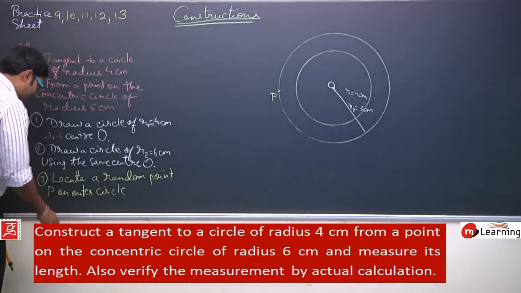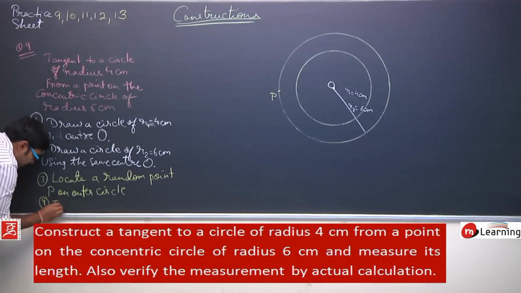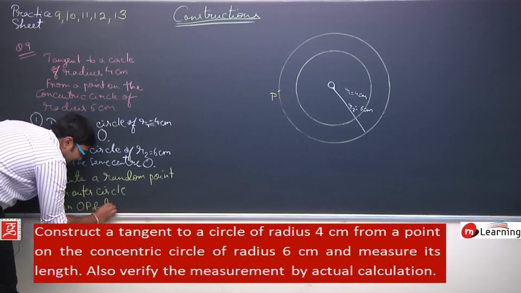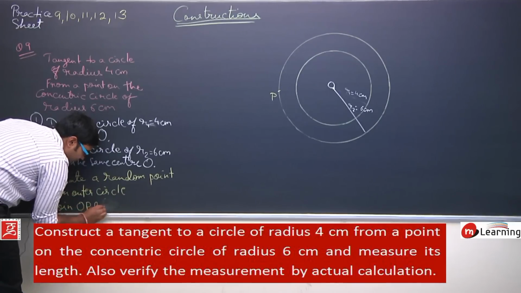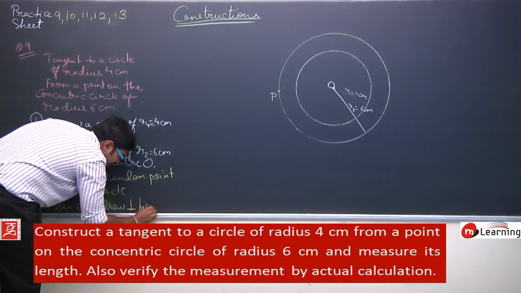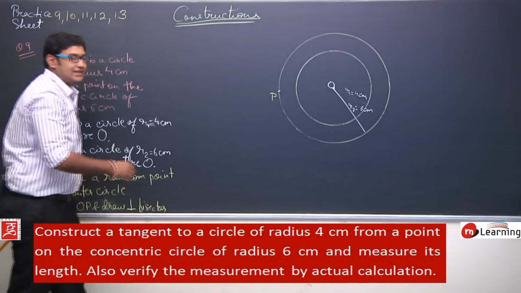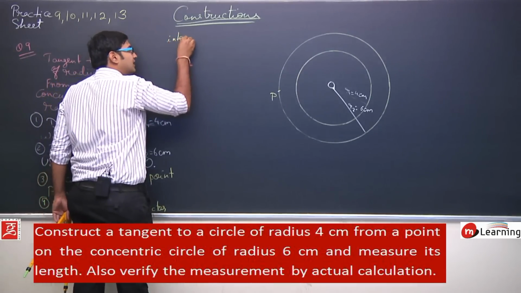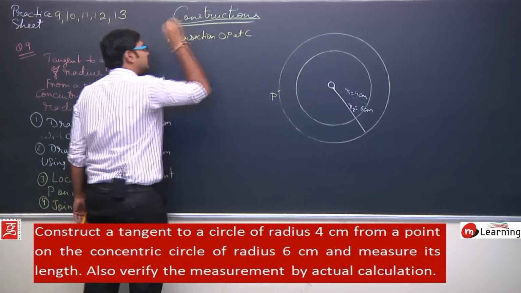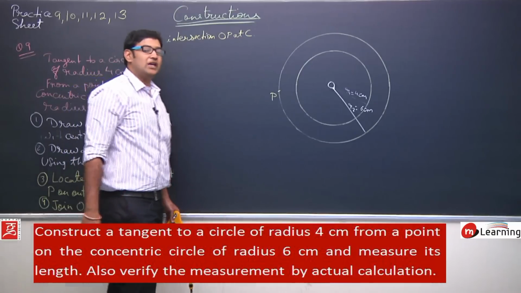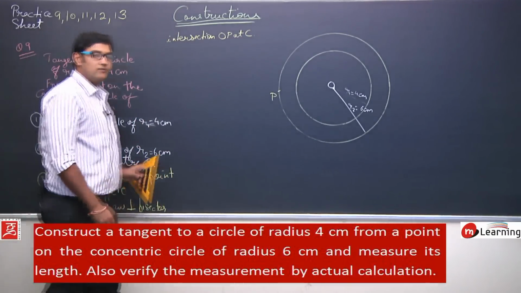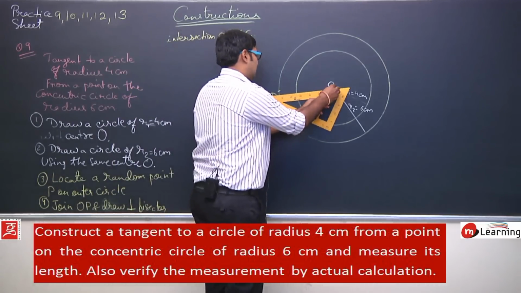Then what is the next step? The next step is to join OP and draw the perpendicular bisector, intersecting OP at C. So what do I need to do first? First I need to join this O and P. So let's join O and P.